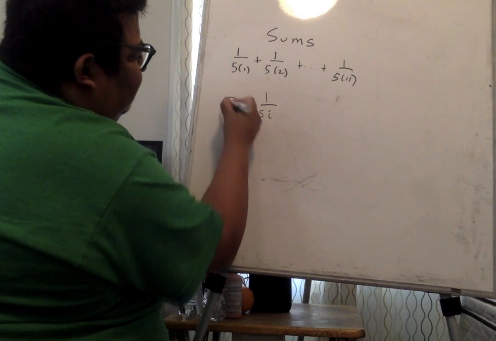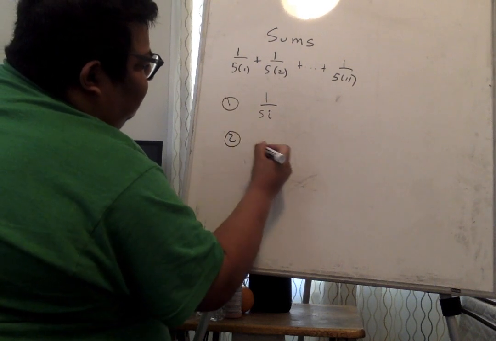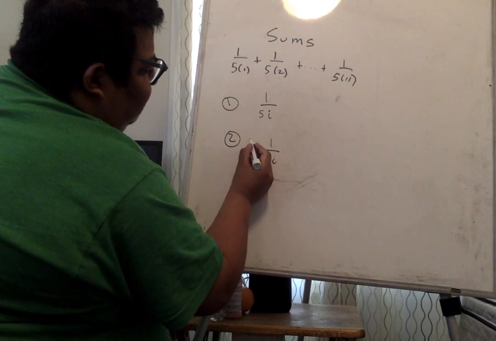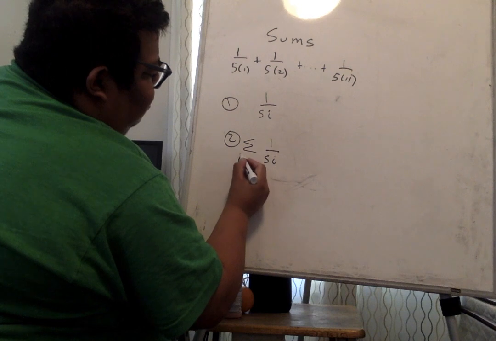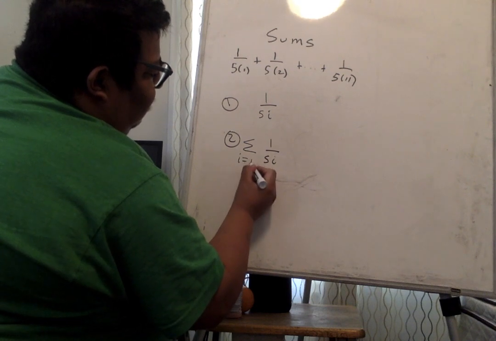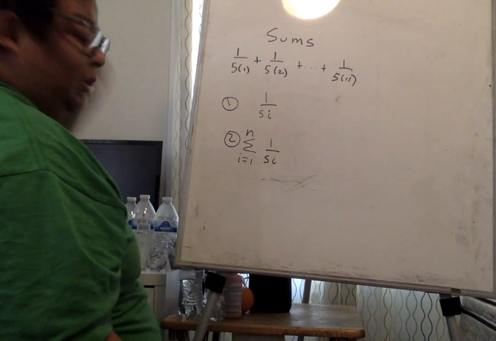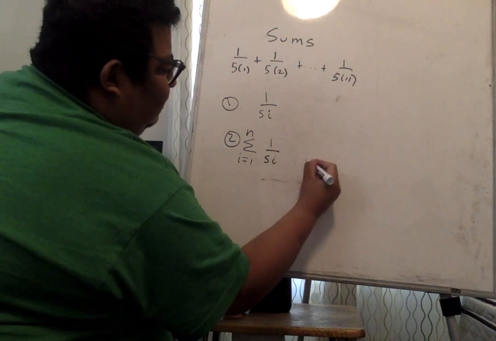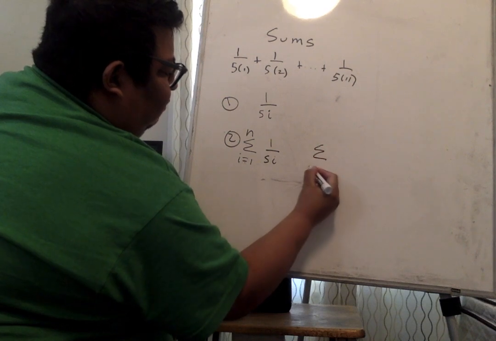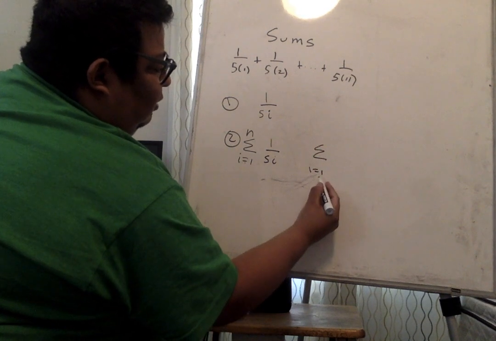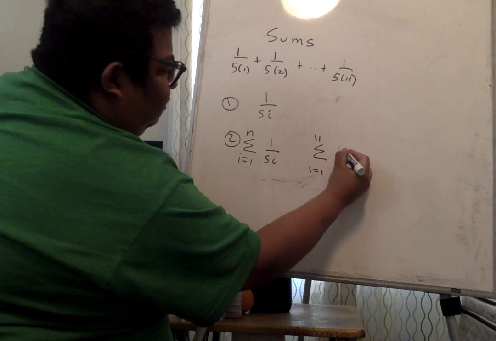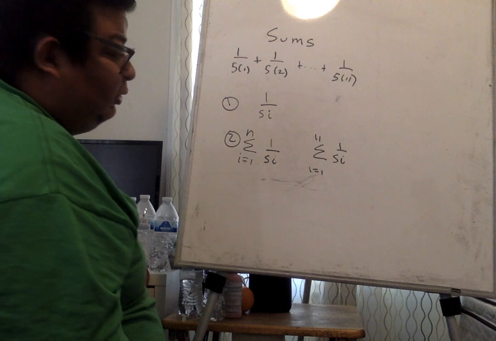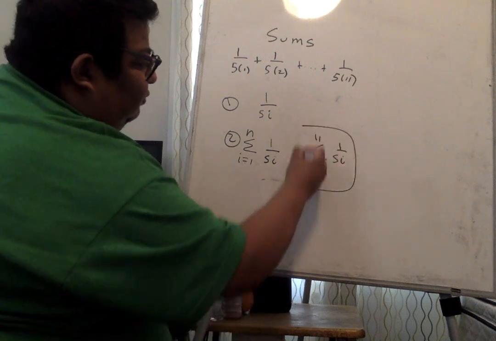That's the first step. Identify each term. Second step is 1 over 5i. Then we write the notation. We're gonna go i from 1 to n. That's the general form. But remember, here we go all the way to 11. So all we need is gonna go from i, we're gonna go from 1 to 11 of 1 over 5i. So that's the final answer.